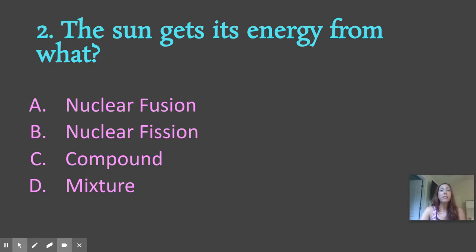The sun gets its energy from what? Does it get its energy from nuclear fusion, nuclear fission, compound, or mixture? And you guys should remember that the sun is powered by A, nuclear fusion. Great job.